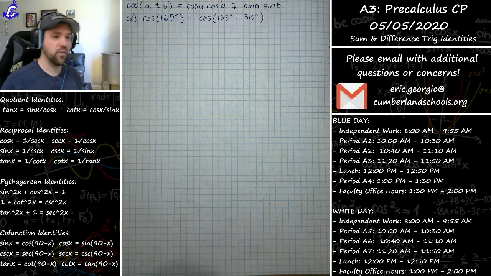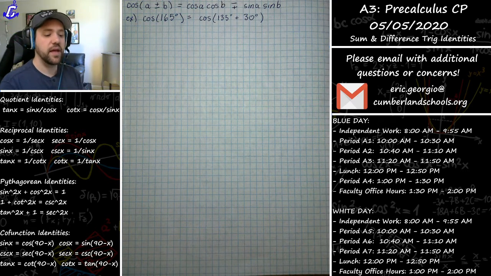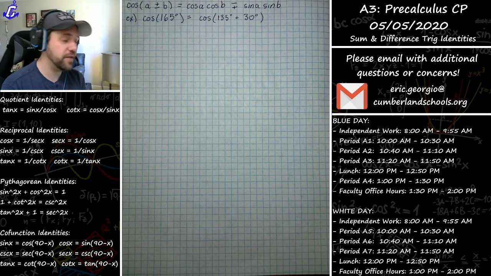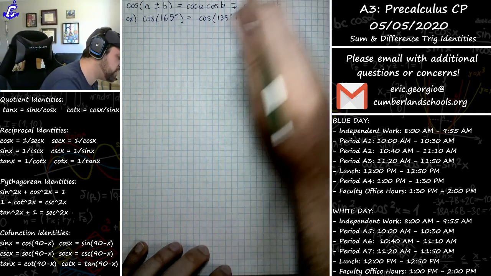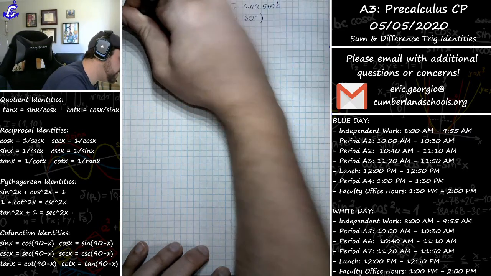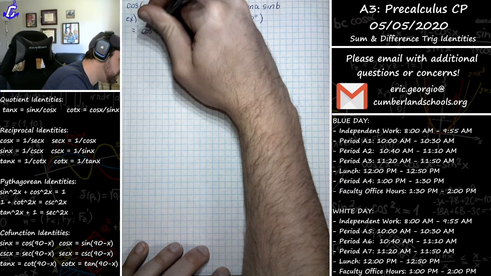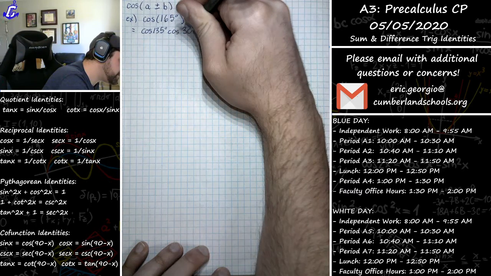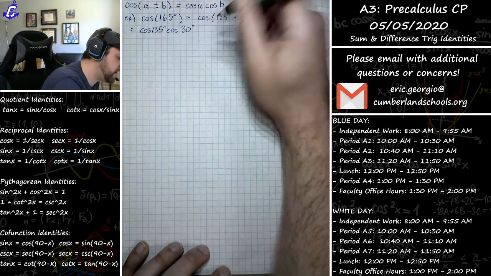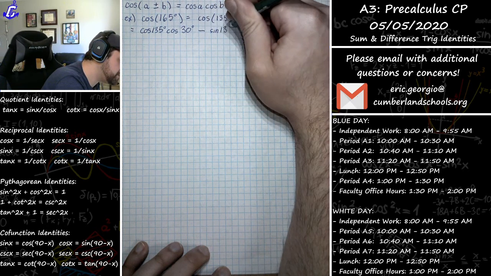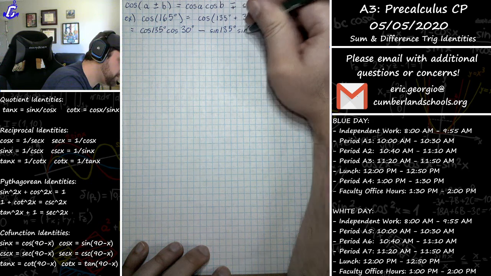Right, that's how we can get our 165. If you remember your exact values, the cosine of 135 degrees, so first of all, let's break this down using our formula up here. This is now going to break down to be cosine of 135, cosine of 30. Since this is plus in here, it's now going to be minus here. Sine of 135, sine of 30.